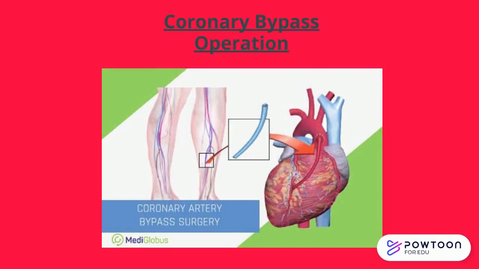This operation involves taking healthy blood vessels from the leg, arm, or chest and connecting them beyond the blocked arteries in the heart. This redirects or bypasses the blood around the clogged artery to improve blood flow to the heart muscle. Diet is also an important risk factor in heart disease.